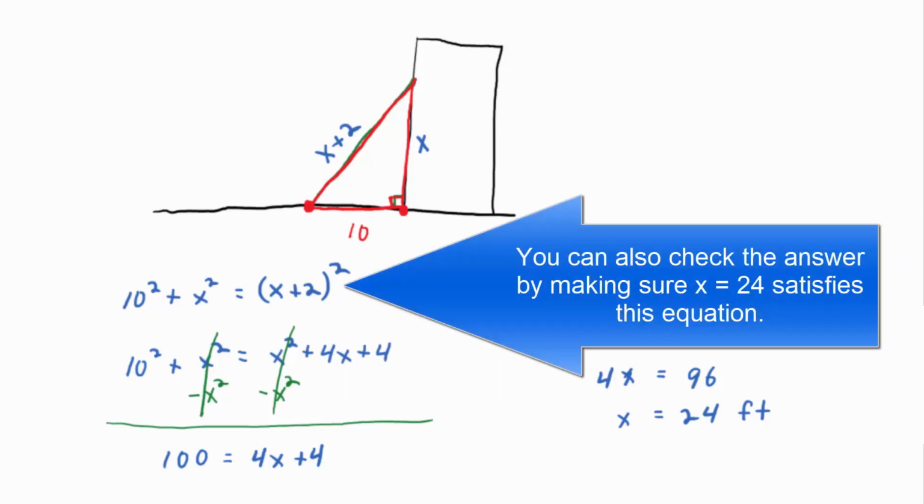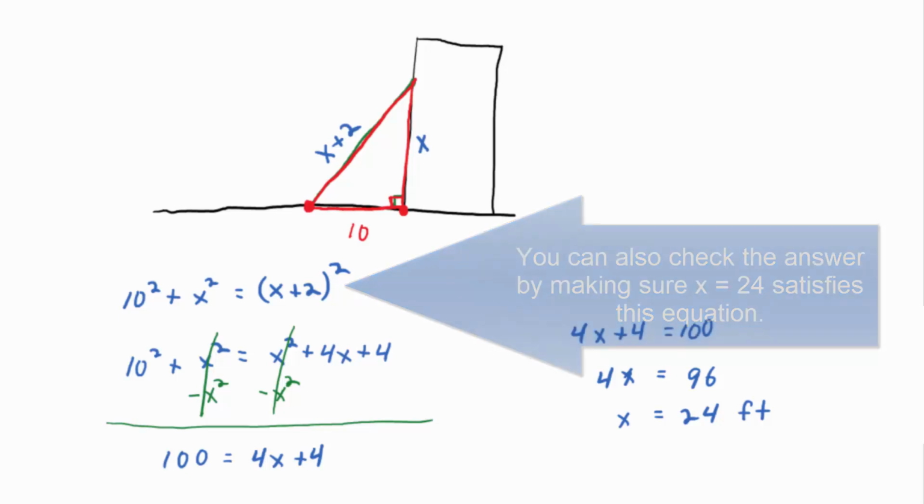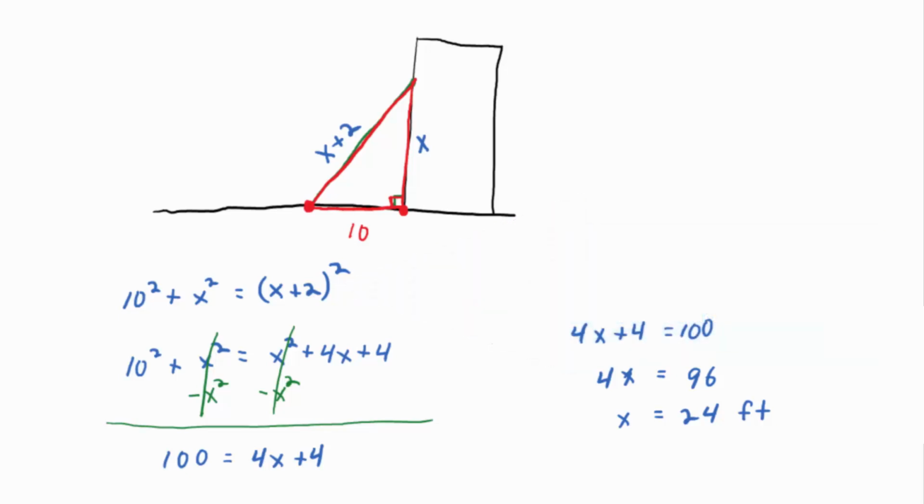Now, they actually ask you how far up the wall the ladder reaches. That is all you're asked for, and that's x, right? They didn't ask you for the length of the ladder. If you were going to use a complete sentence on this, you would say the ladder reaches 24 feet up the wall. If you were asked for the length of the ladder, what would it be? 26 feet. Okay.